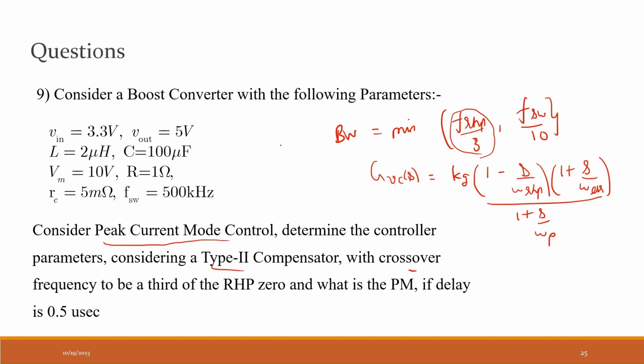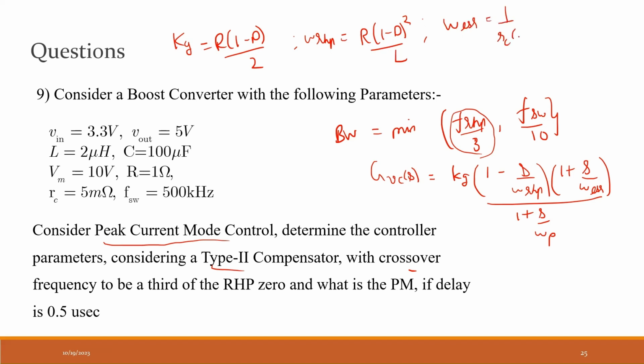Now what is my K g? It is my DC gain. The formula for K g is R into 1 minus D upon 2. My omega RHP formula is R into 1 minus D square by L. My omega ESR formula is 1 upon R C into C. My omega P is 1 upon R plus 2 R C into C. Okay, so can you find these values? What will be the values?